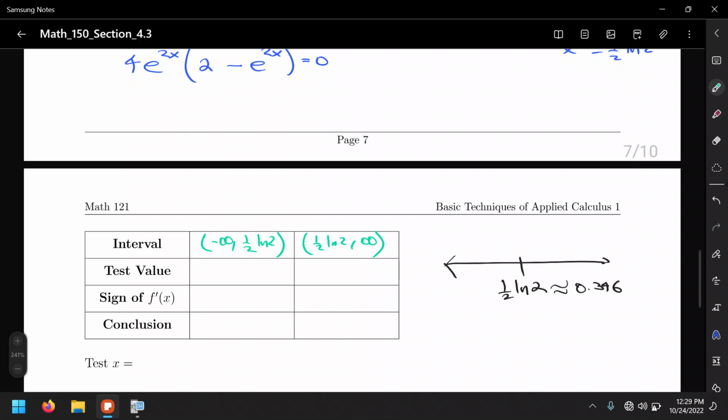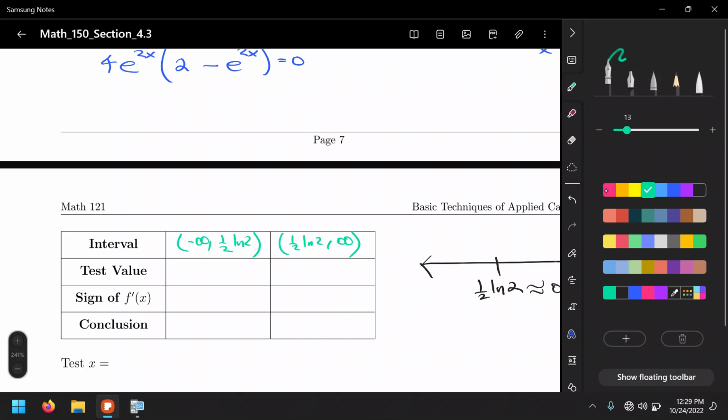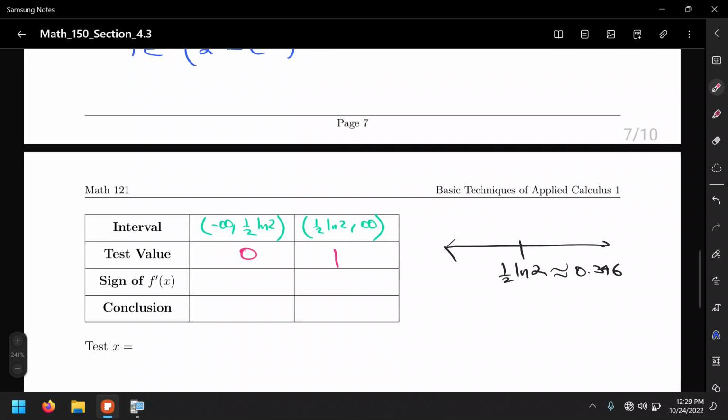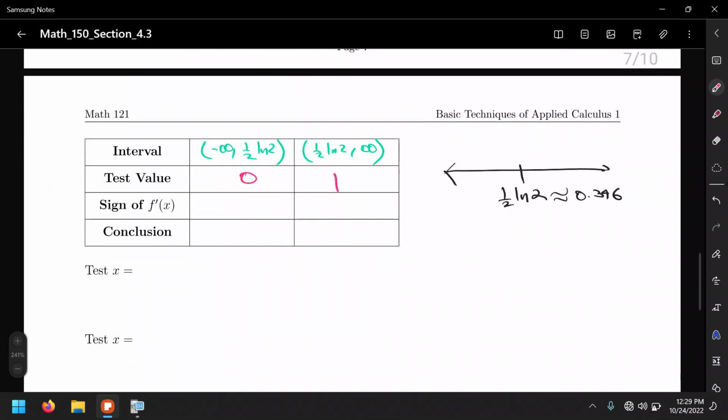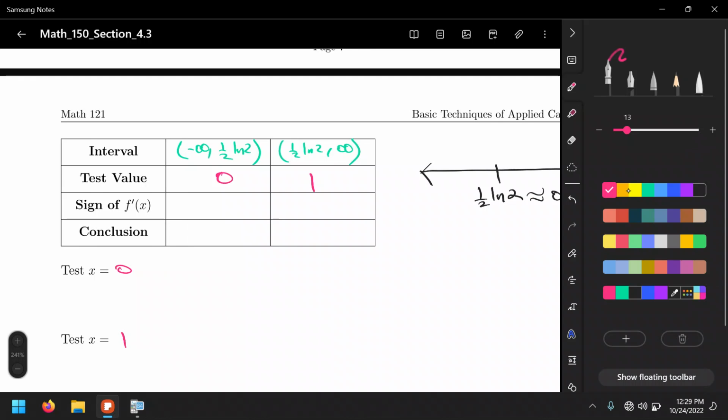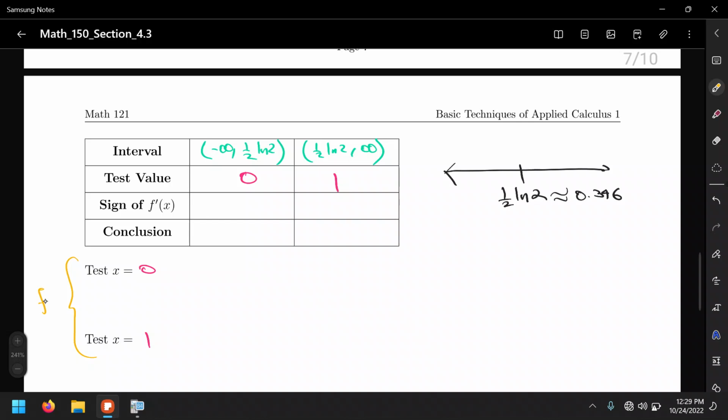Alright? Test value. So let's choose our favorite value. What would be a good value right here? 0. Alright? What would be a good value in the second interval? 1. Sounds good. So test x equals 0 and x equals 1 in f prime.